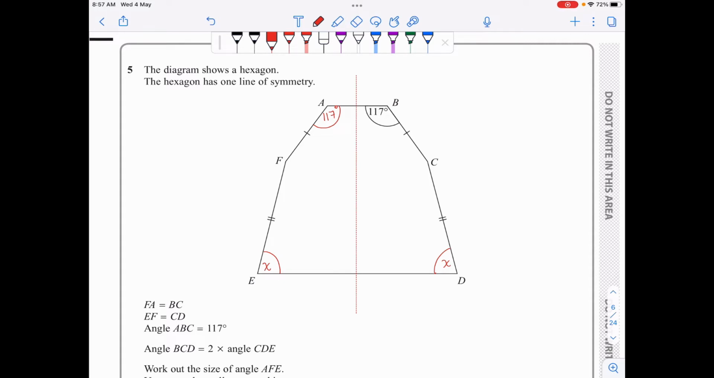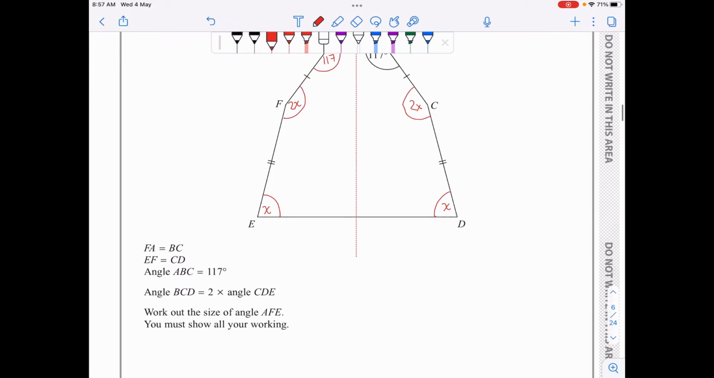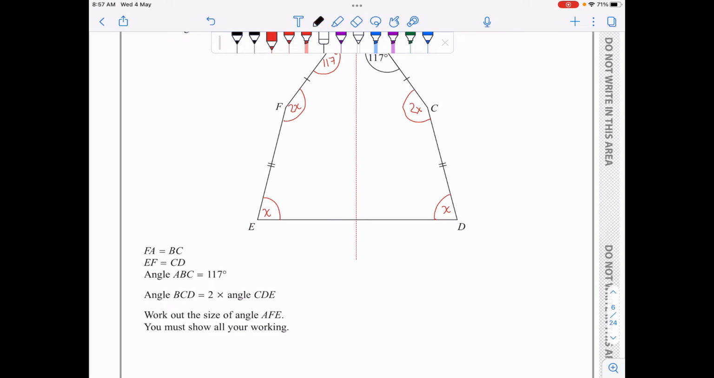And then using the fact that BCD, this angle here, is twice CDE, it means that this here is 2x and this is also 2x, again because of symmetry. Now, it's a hexagon, and we know that the interior angles of a hexagon can be found by multiplying 6 minus 2 times 180. So a hexagon can be split into 4 triangles, each triangle contributing 180 degrees to the interior angle sum, and I could then identify the 6 angles.